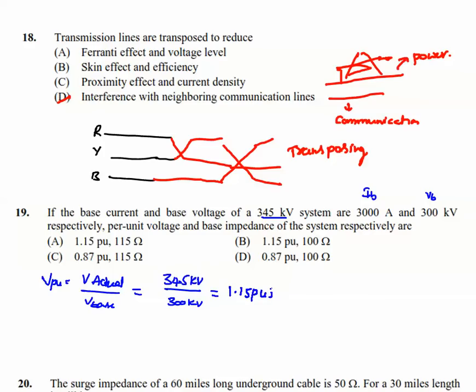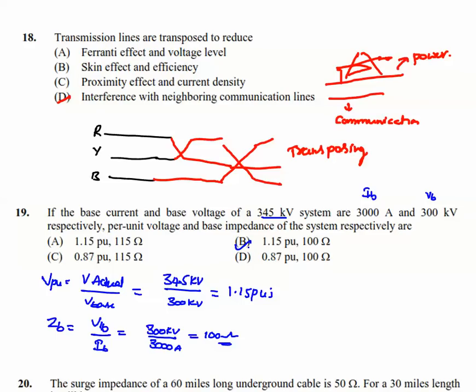And second thing we need to find is base impedance. ZB is nothing but, not actual voltage, so base voltage, no? So V base divided by I base. This is equal to 300 kV divided by 3000 amps. Okay, you will get 100 ohms. So 1.15 per unit and 100 ohms. And the suitable answer is option B here.